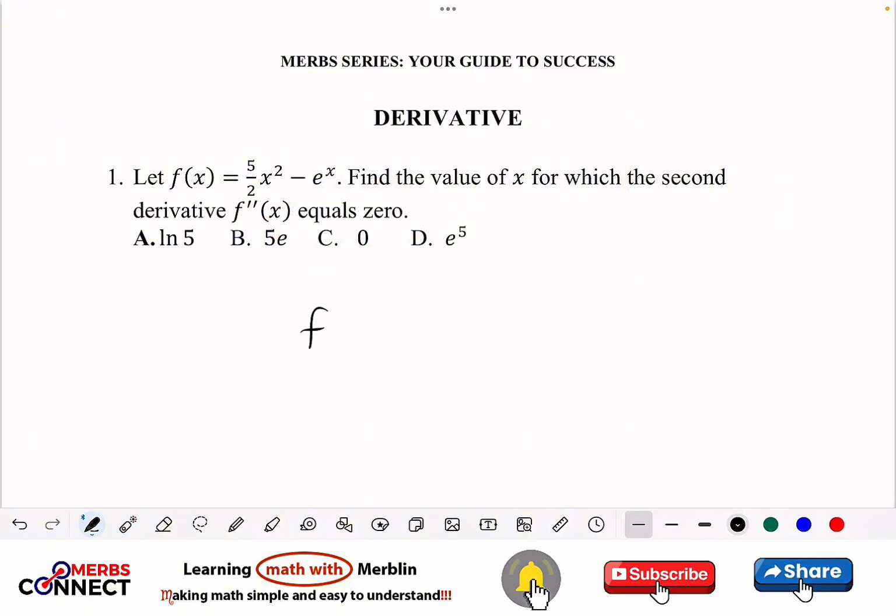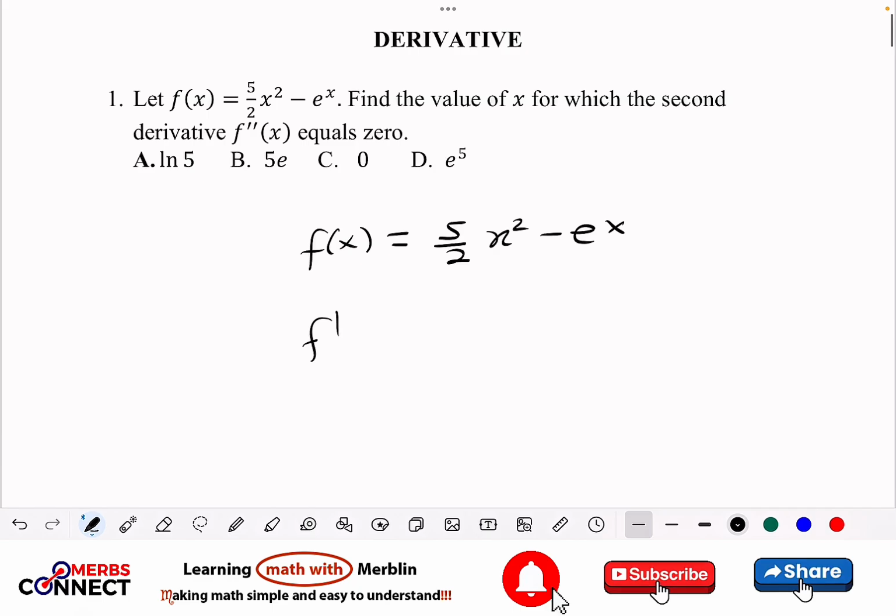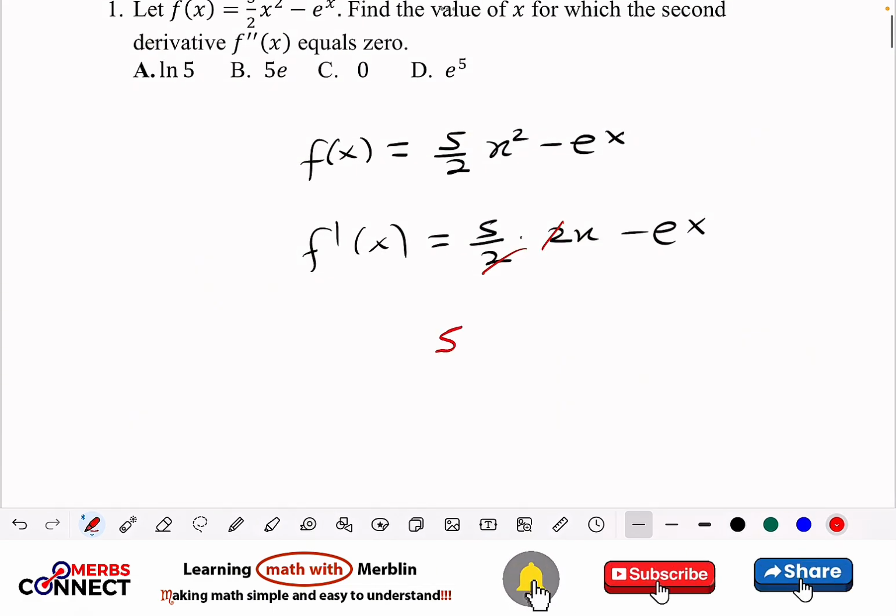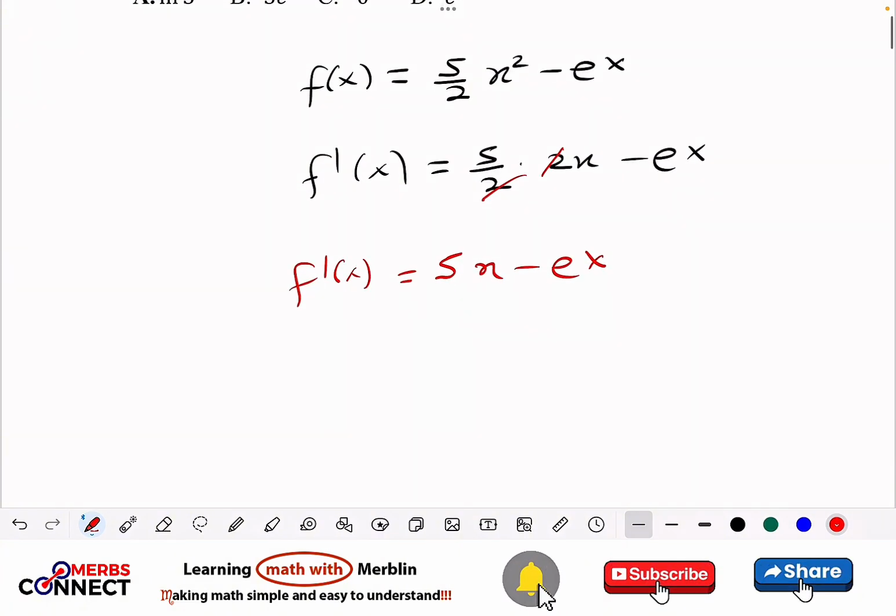So f of x is equal to 5 on 2 x squared minus e to the x. Let's take the first derivative. We are going to have 5 times 2x minus e to the x. So this will cancel this and we are going to have 5x minus e to the x. That is f prime. We want the second derivative, so let's go again. f prime is equal to 5x minus e to the x.